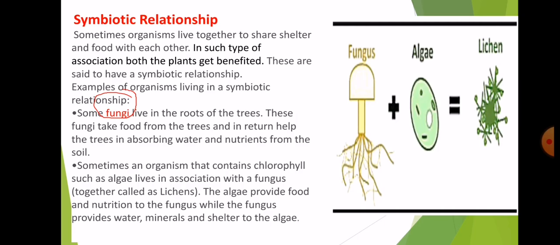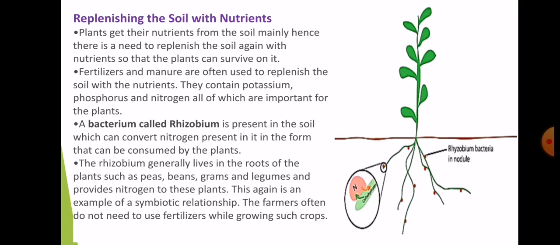So we have studied four modes of nutrition. The first one we studied was parasitic, then saprotrophs, okay, and insectivorous plants, and lastly the symbiotic relationship. Now the next topic is replenishing the soil with nutrients.